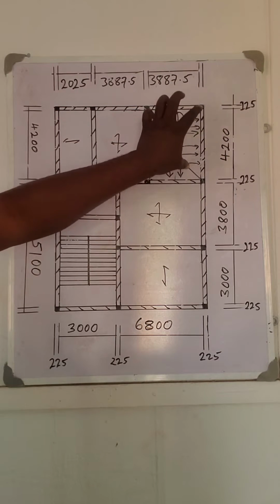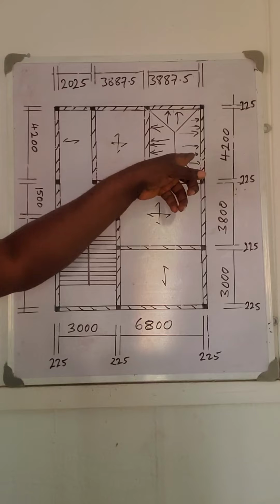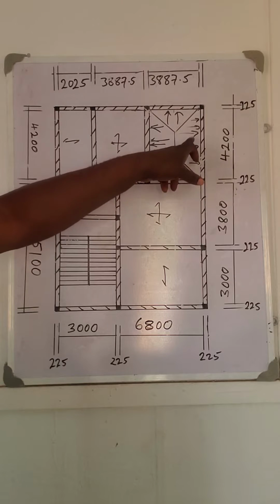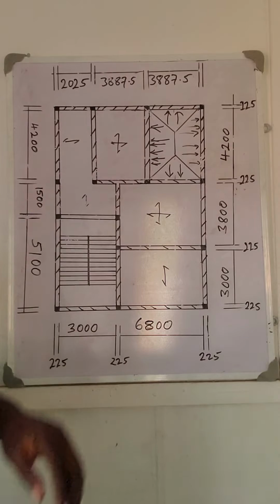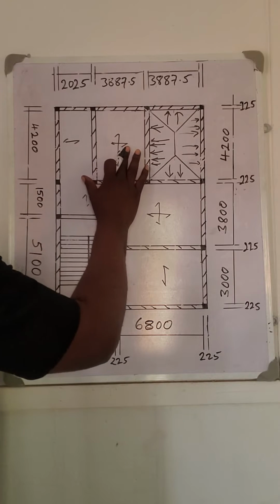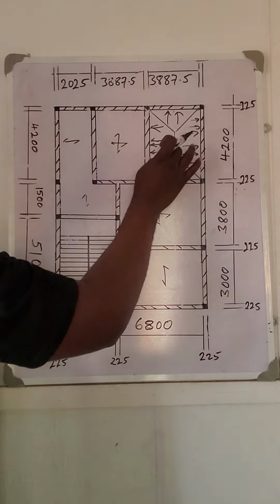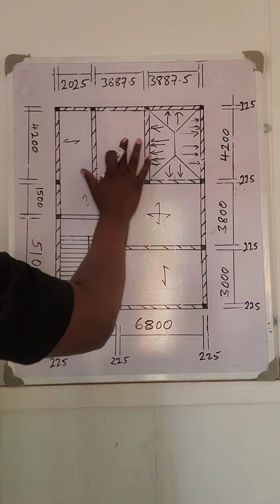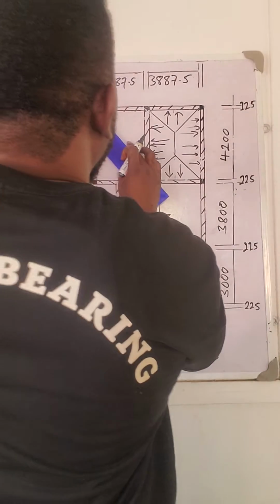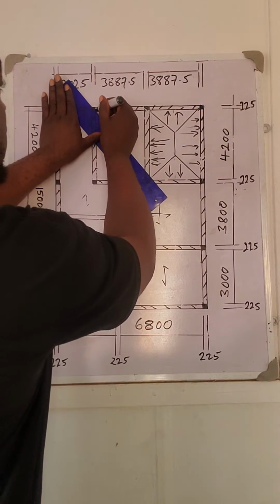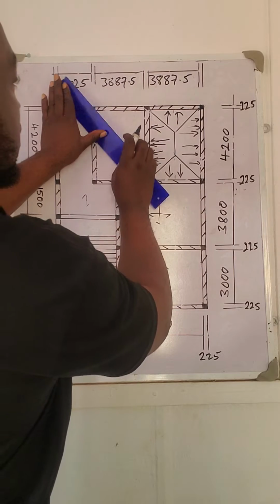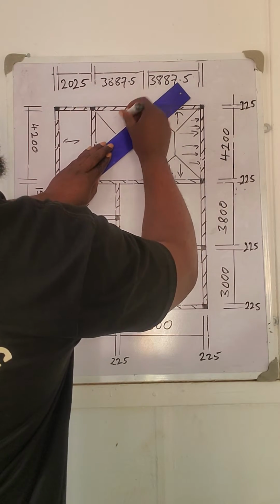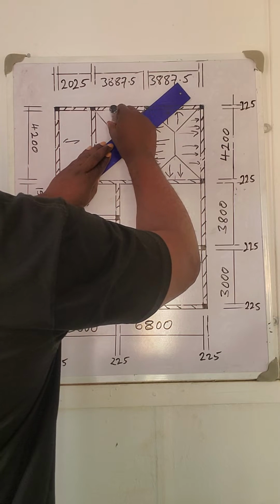Now, there is a formula to actually calculate this. But first, what we need to know today is how the load is transferred from the slab to the beam. Now, this is also a two-way spanning slab. For a two-way spanning slab, this shape will also be repeated here, just the same way.